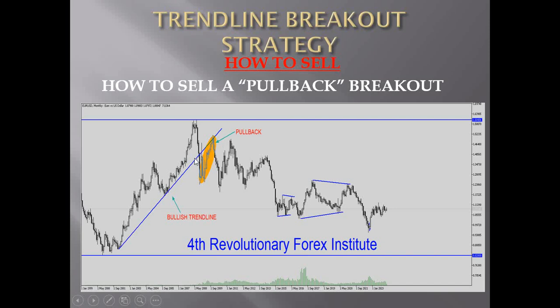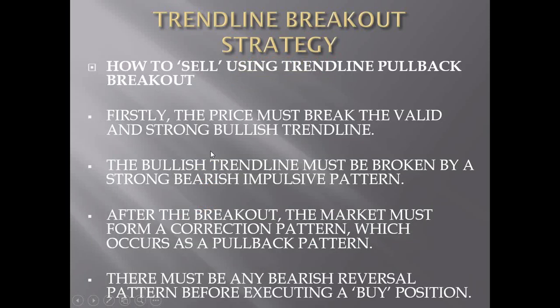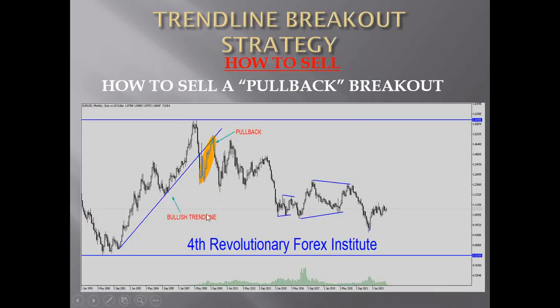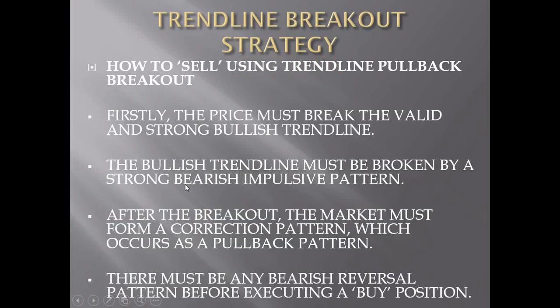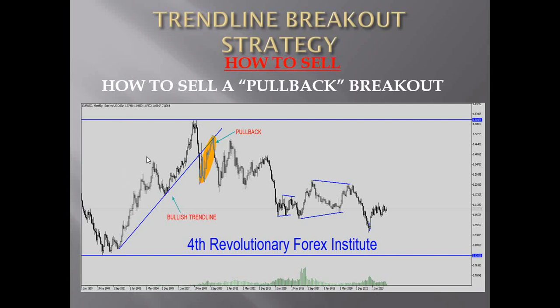This is the movement for sell. Number one, there must be a bullish, strong, and valid trend line. So we have this bullish trend line. Number two, the bullish trend line must be broken by a strong bearish impulsive pattern. So this bullish trend must be broken by a strong impulsive move, and we have this strong movement.